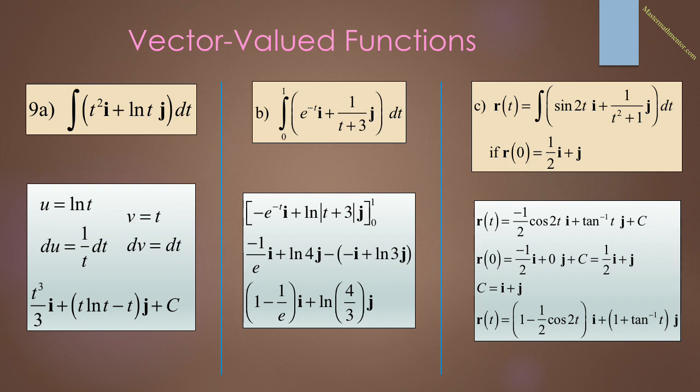When we write our final answer for r of t, we don't add on the plus c, we add on each component of c. So r of t will be (1 minus 1/2 cosine of 2t) i plus (1 plus inverse tangent of t) j.